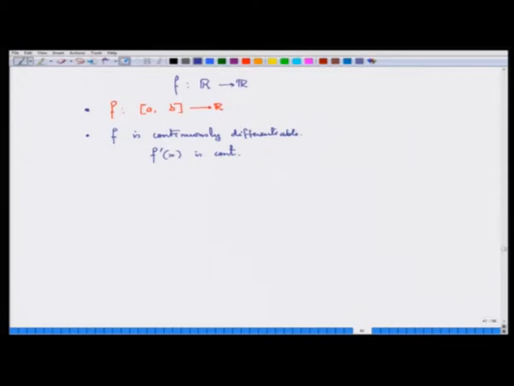Let us assume that f is not only differentiable over the open interval a b, let us take that f is differentiable on the closed interval a b, but at the endpoints you take the right derivative at a and the left derivative at b. So, let us go on. So, f dash x is continuous on a b.